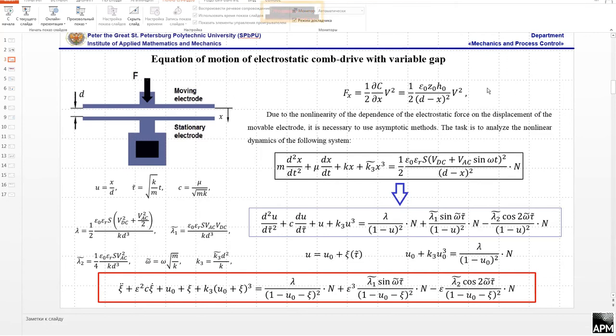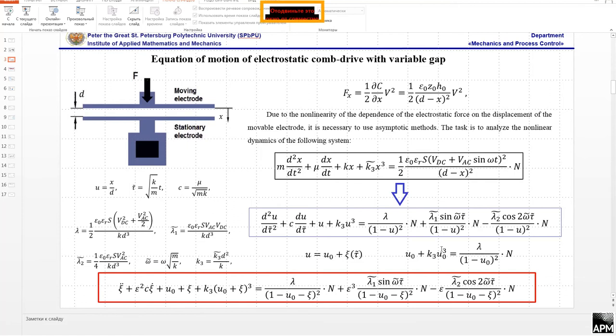The task is to analyze the nonlinear dynamics of the following system. Turning to the dimensionless parameters presented on the slide on the left, the equation of motion of the actuator will be obtained in dimensionless form. The next step is to decompose the displacement function into a static deflection and a dynamic addition to it. Static deflection under the action of time-independent voltage components is found from the static equilibrium equation.